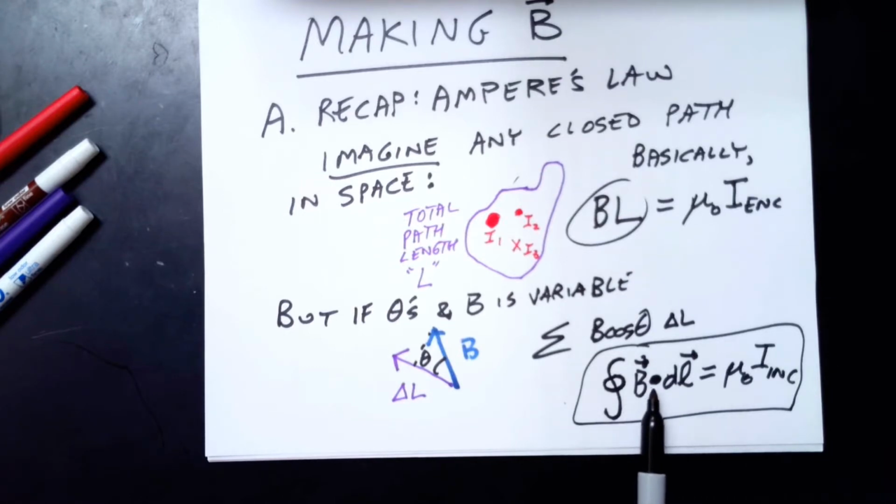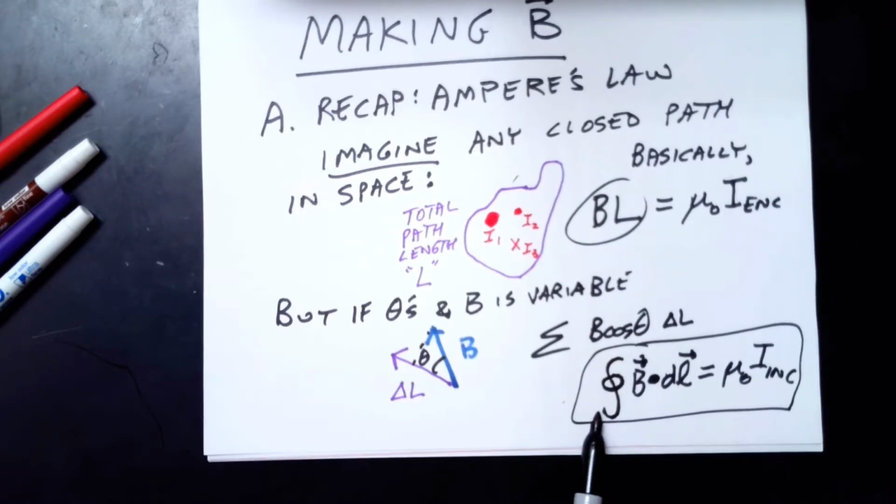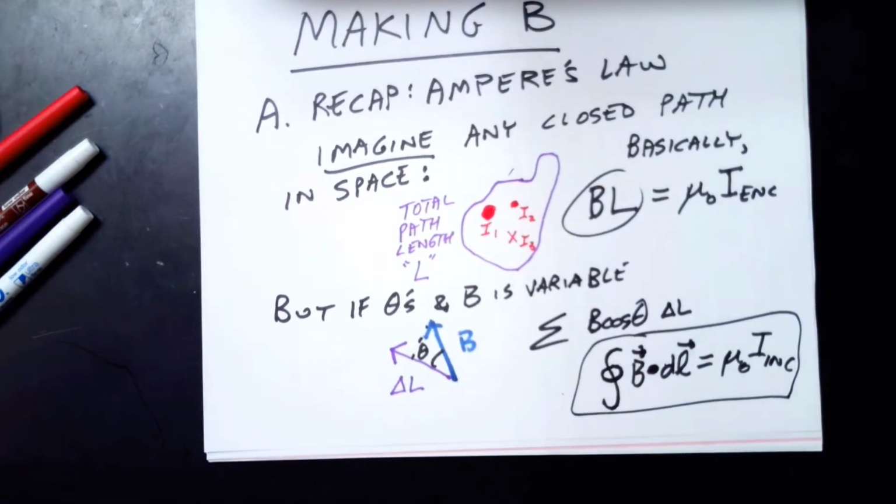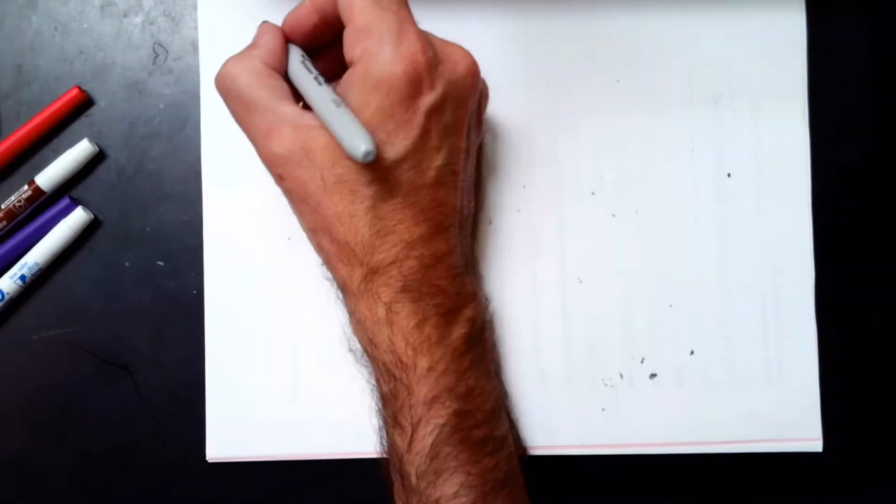It means take the part of B that's tangent to the path, multiply times a little bit of path length, add that all up over the whole path until you come back to where you started. And that will equal this. Okay, so that's what it means. All right, so that's a quick review of Ampere's law.